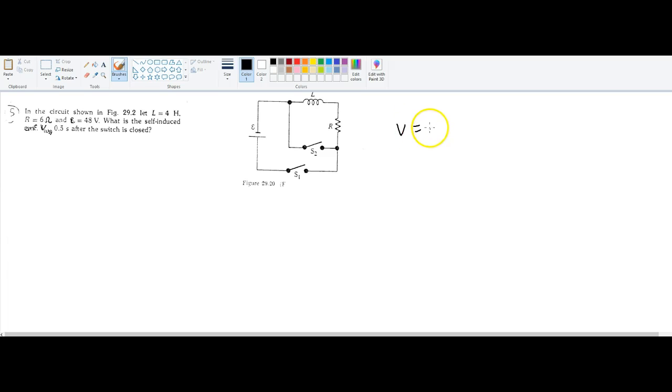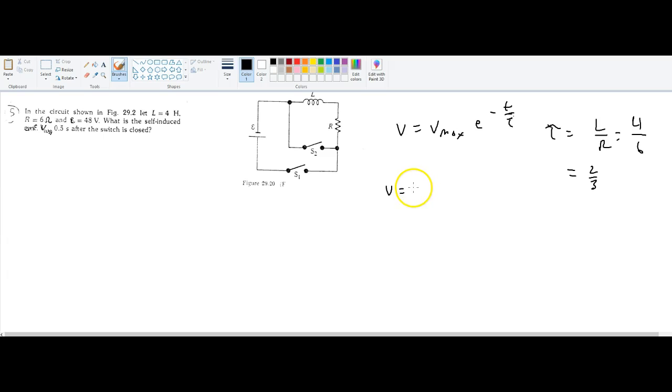Decreasing is going to be V max, e to the negative t over tau. We know tau is going to be equal to L over R. The L is 4, the R is 6. So I'm going to get 2/3, which, since I'm putting it on the bottom, I'm going to flip and multiply because I don't like having tau on the bottom to begin with.